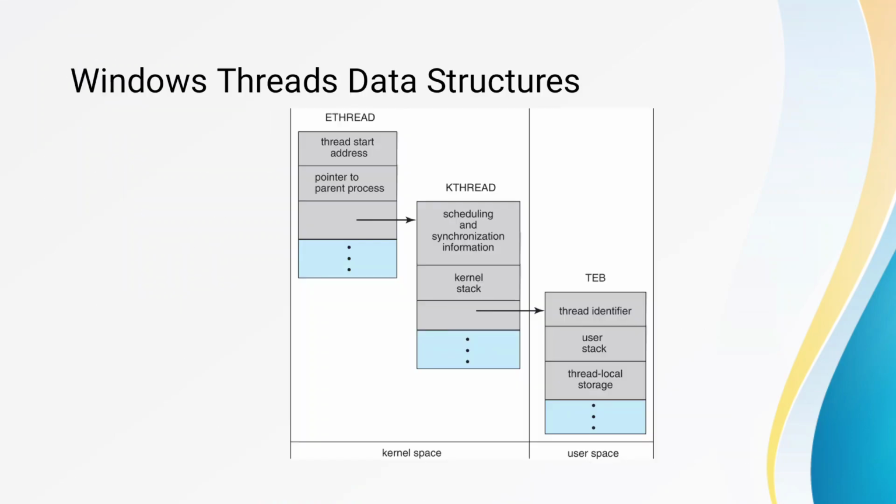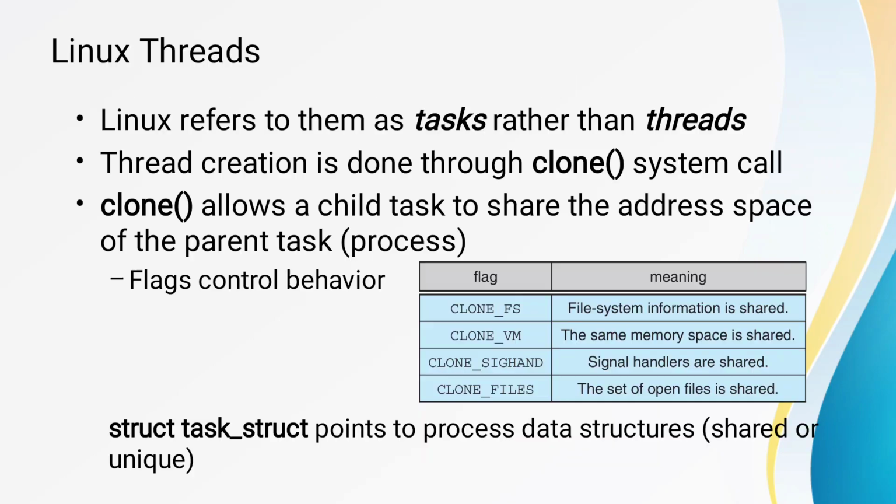In this description, the kernel space and user space have thread structures. The ETHREAD and KTHREAD are available in the kernel space. ETHREAD has a pointer to the next thread. KTHREAD has scheduling and synchronization information. From this it is linked to the user space thread.